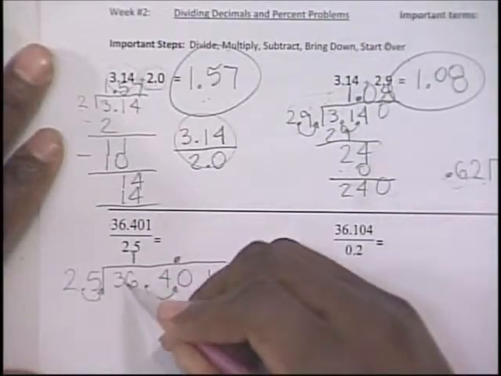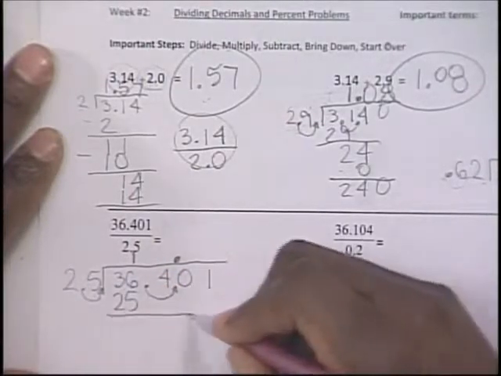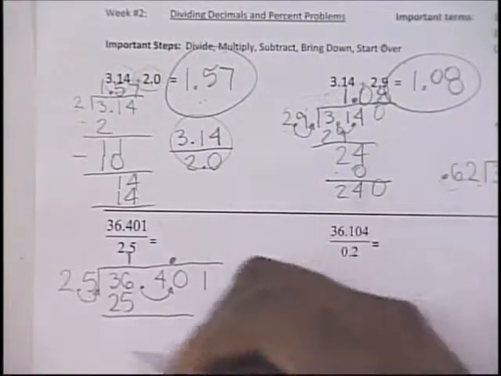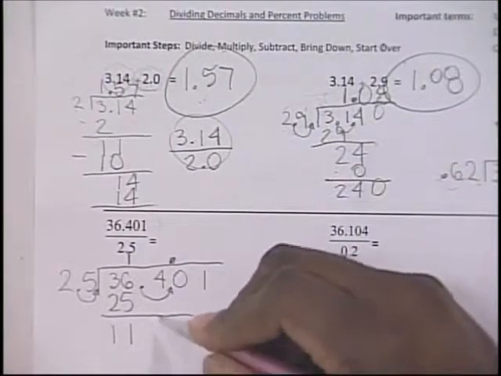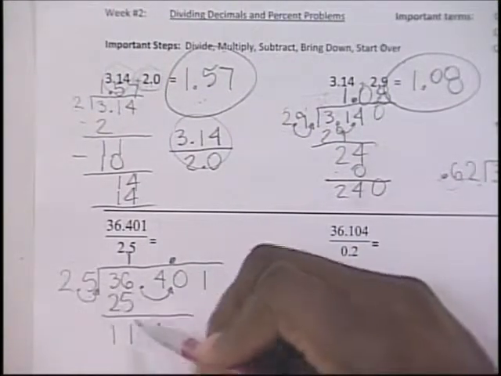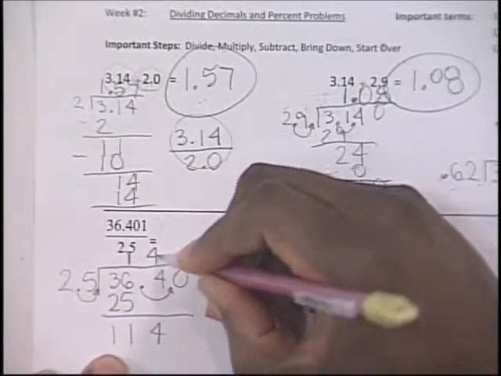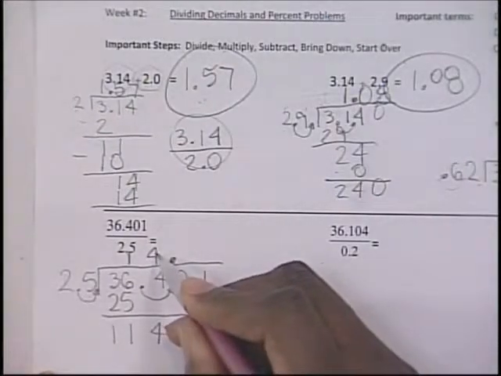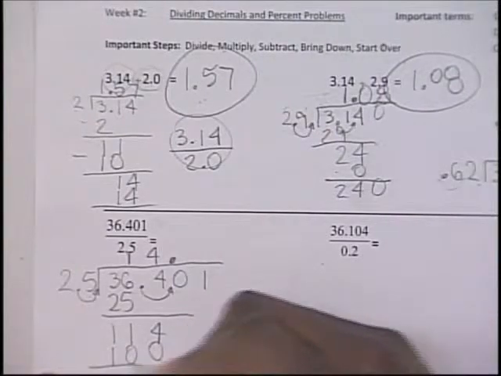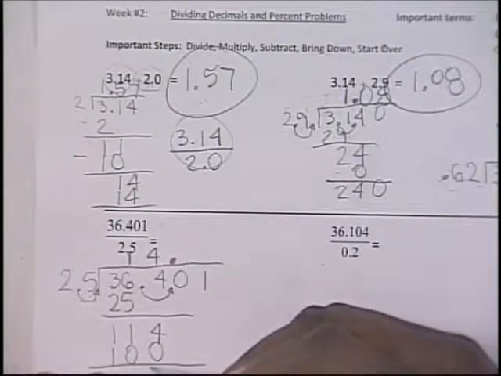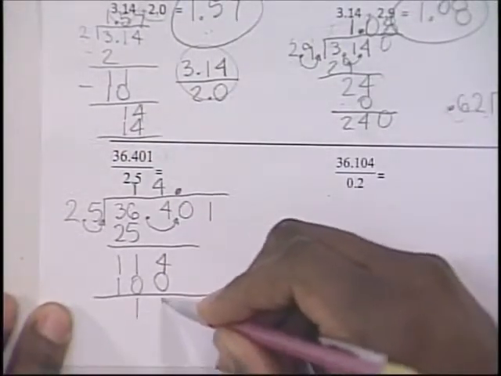25 goes into 36 1 time. You multiply, you get 25. After you multiply, you're going to subtract. You get 11, and then you bring down the 4. How many times does 25 go into 114? I believe that goes in 4 times. Then after you divide, you have to multiply. 25 times 4 is 100. And after you multiply, I've asked you to subtract. And now you subtract, you get 14.